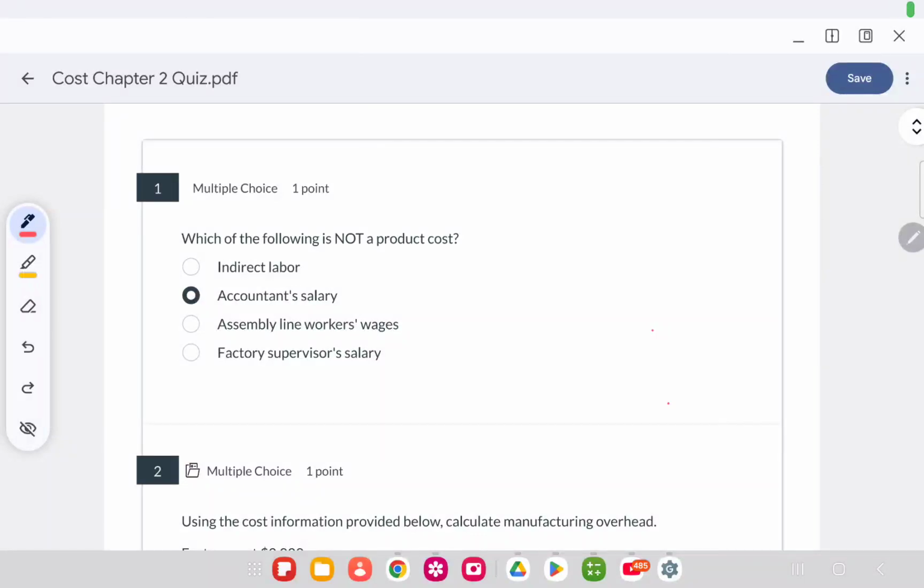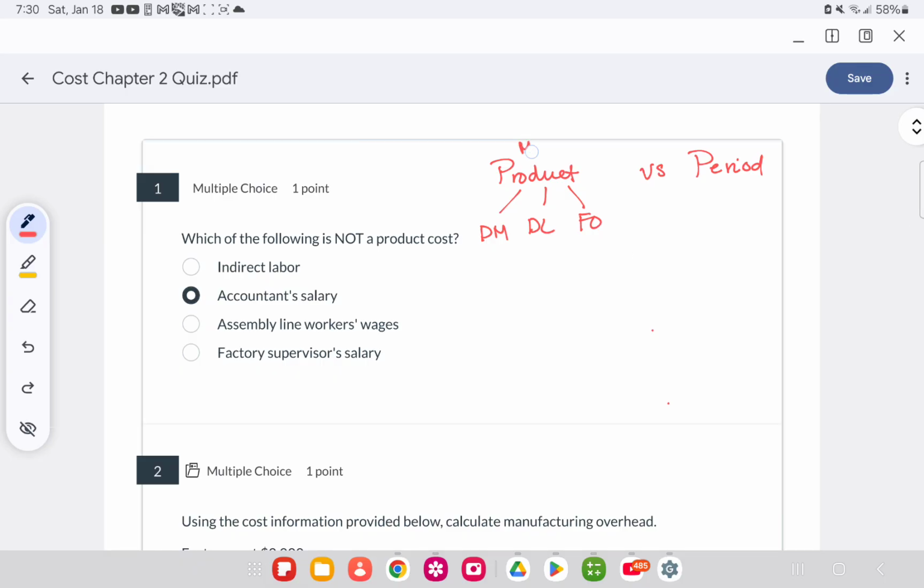Chapter 2 quiz. Before we dive right in, keep in mind we're dealing with the difference between a product cost and a period cost. Product cost, that's your direct materials, your direct labor, and your factory overhead. You might hear product costs referred to as manufacturing costs, so keep in mind those are used interchangeably. When we're taking a look at this, product costs are anything that have to do with getting the product ready to be distributed and sold, right?